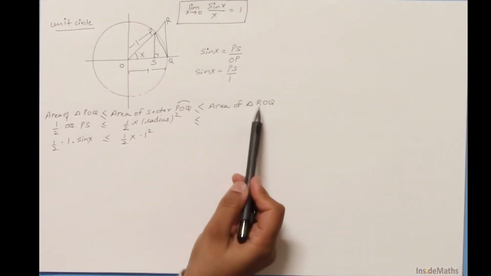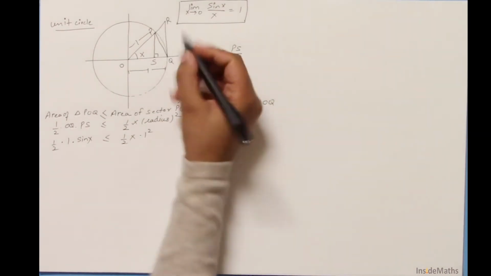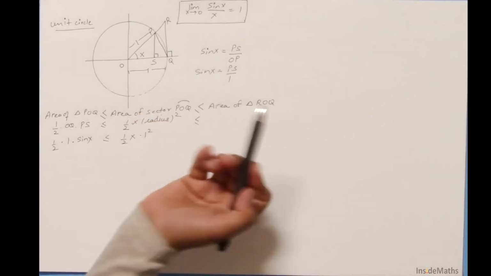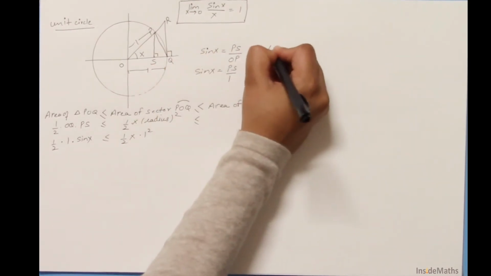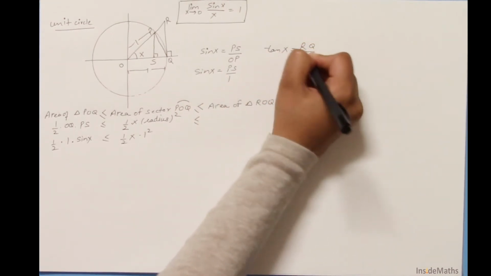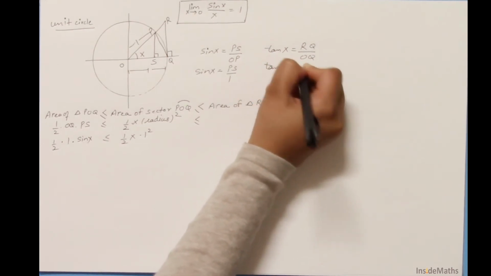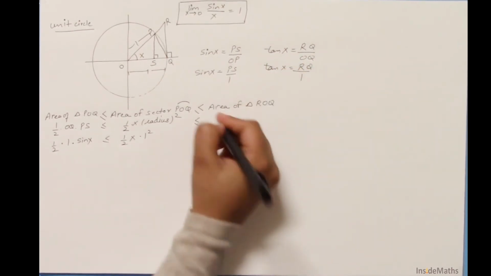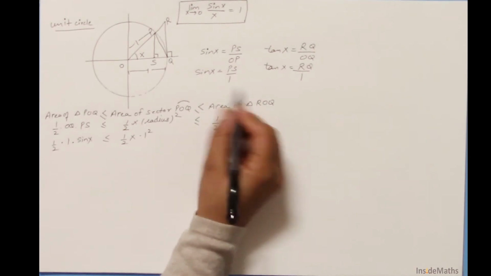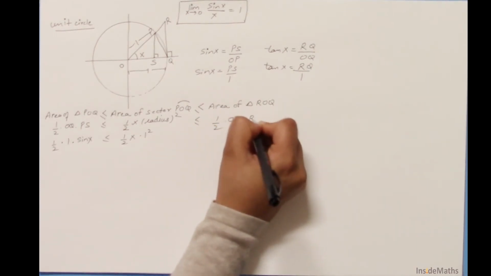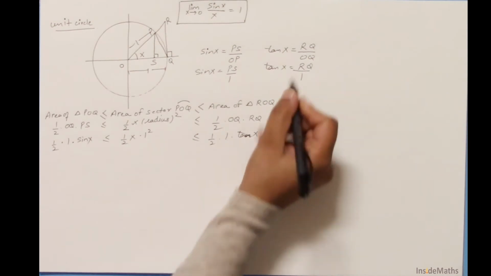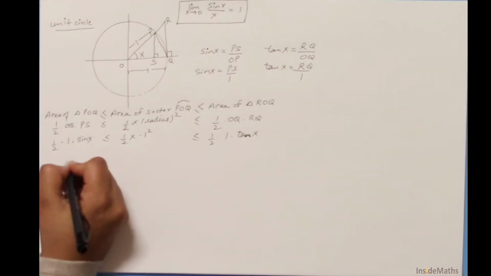Now I have to find the area of the triangle ROQ, which is this one. This is already a right angled triangle. So to find the value of RQ, I'll use tan x, which is equal to perpendicular over base. The perpendicular is RQ and the base is OQ. So tan x is equal to RQ over 1, so the value of RQ is tan x. And the area of triangle ROQ is 1 over 2 base into altitude, which becomes 1 by 2 into 1 into tan x.